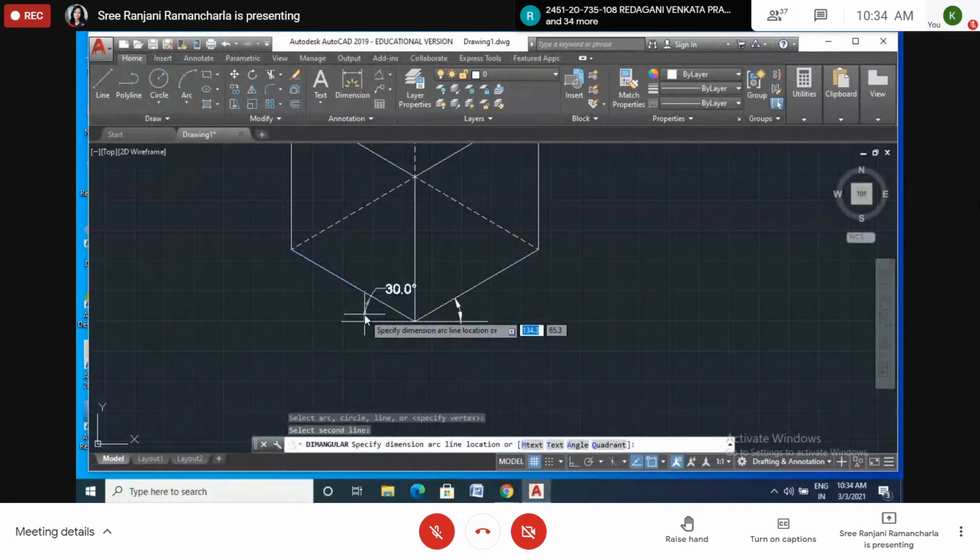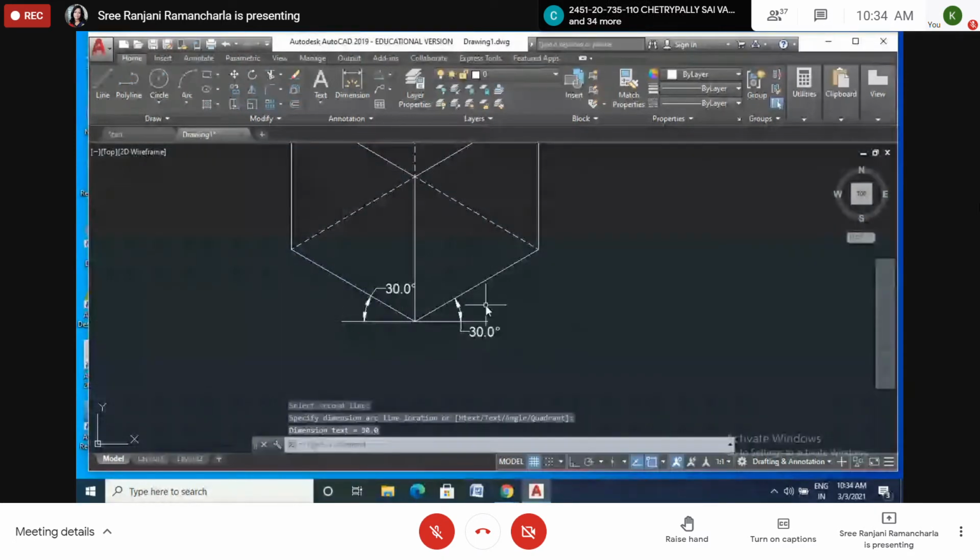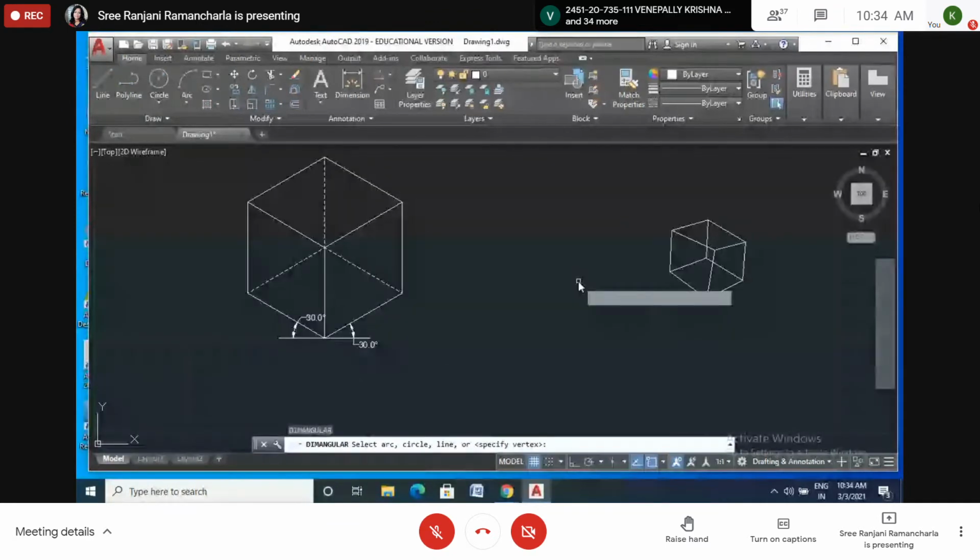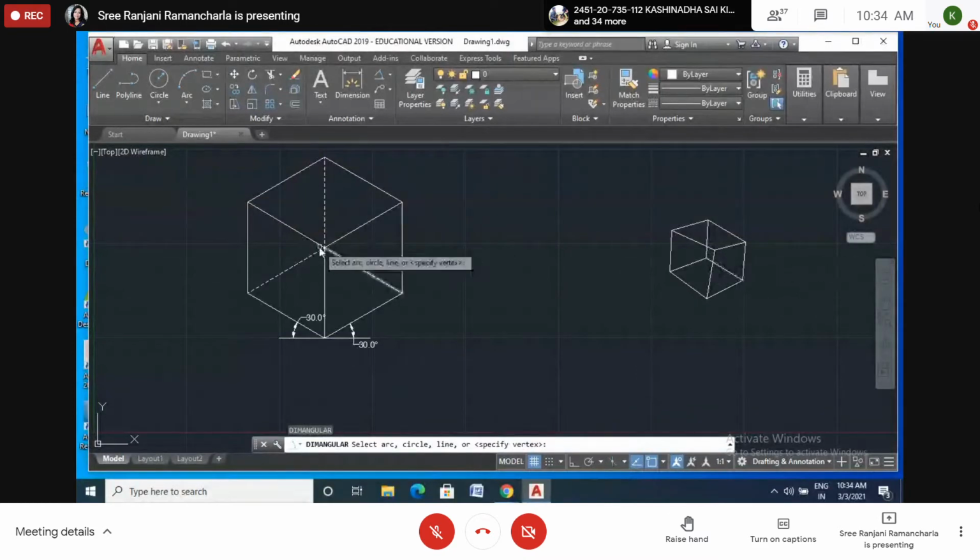So let it be like that. Now compare this one. This diagonal I have drawn, this one from this corner to this corner, right? This diagonal is perpendicular to VP. So these two ends of the diagonal are coinciding here. I'll show the text here.